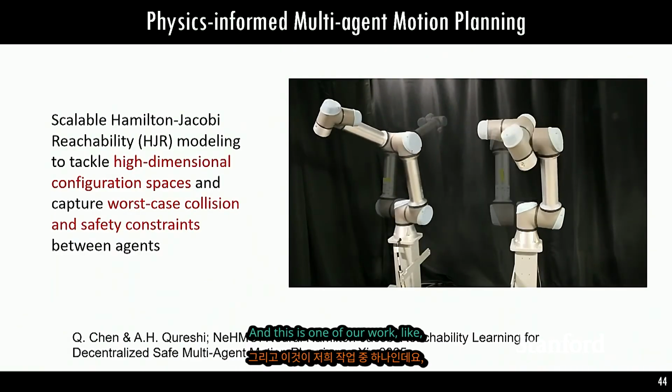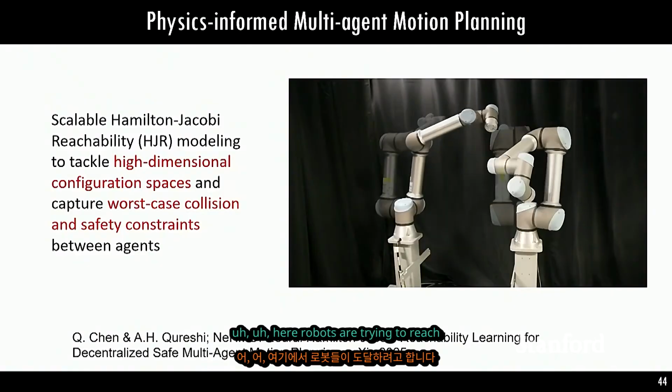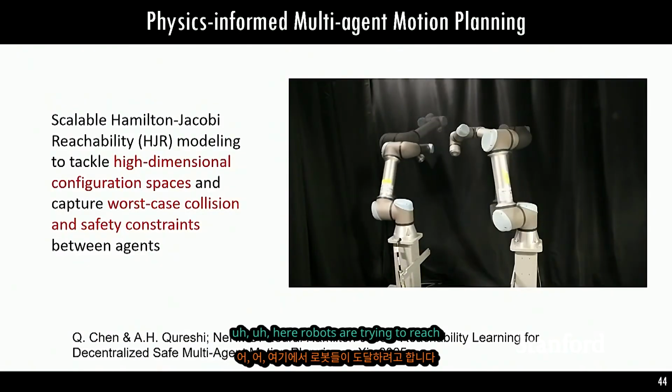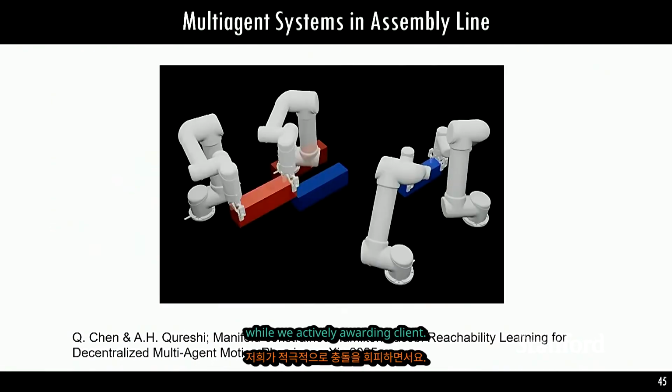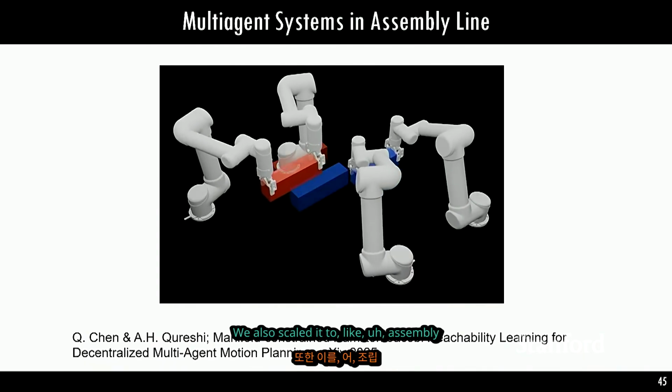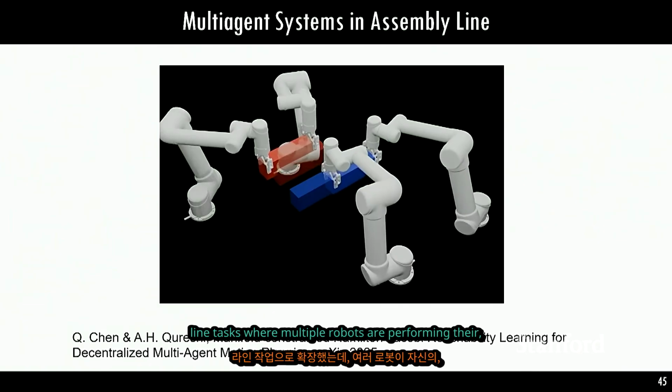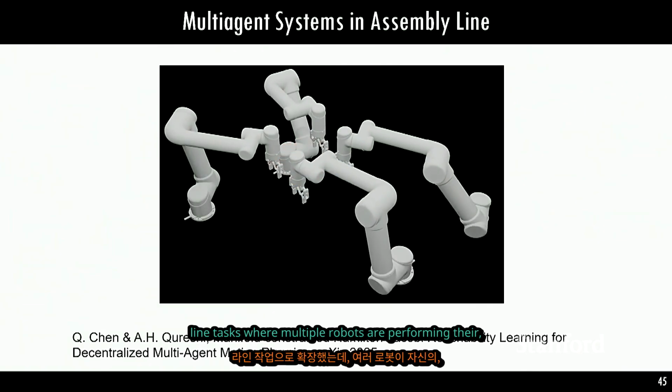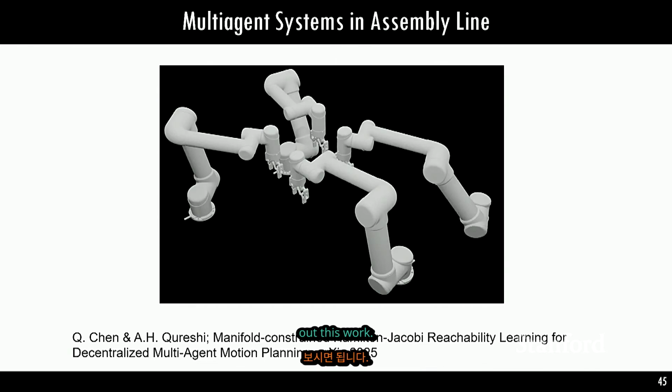And this is one of our works, where robots are trying to reach their target while reactively avoiding collision. We also scaled it to assembly line tasks where multiple robots are performing their tasks while avoiding collision. So if you're interested, check out this work.